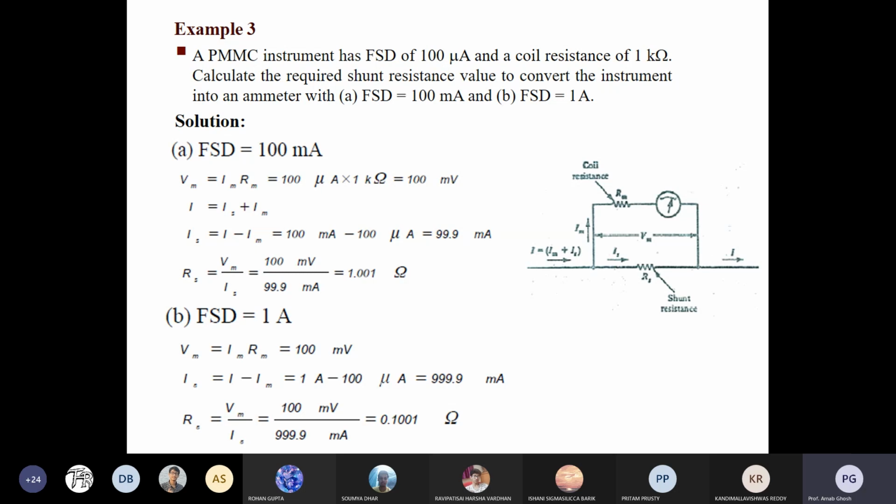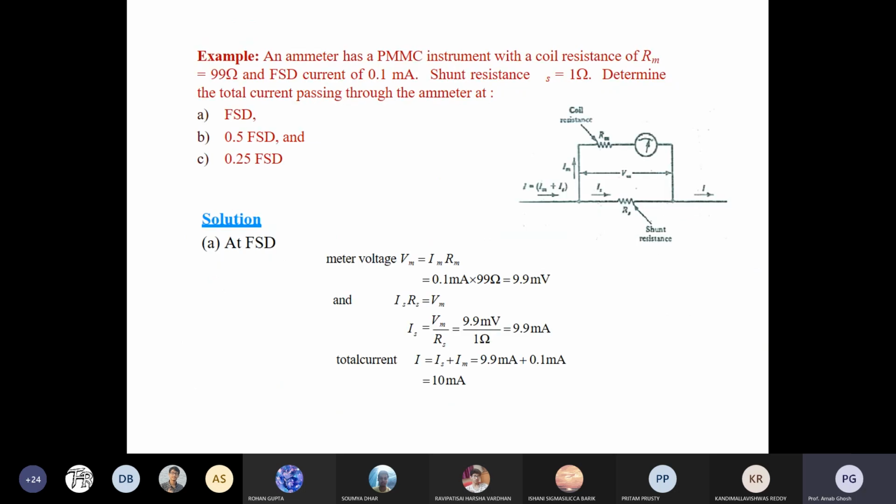This type of problem will come at the time of exam. That's why I'm telling. Then another solution will also be there, another problem that you saw, another example.